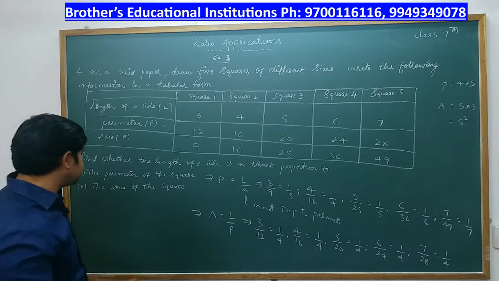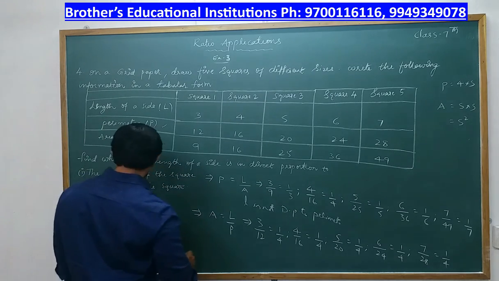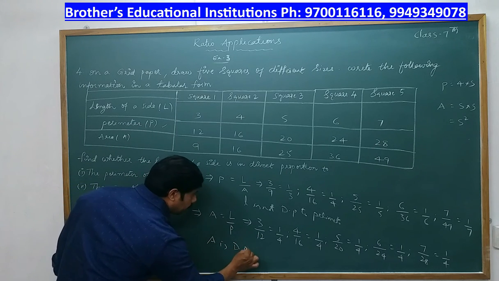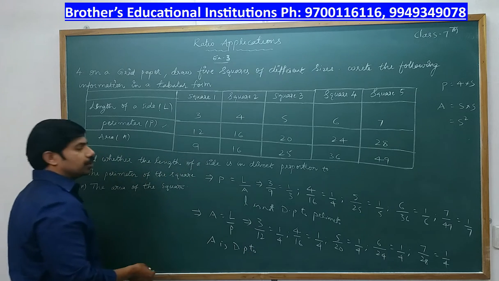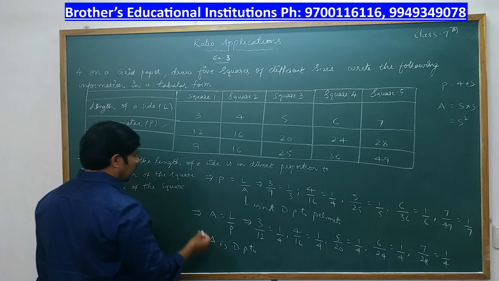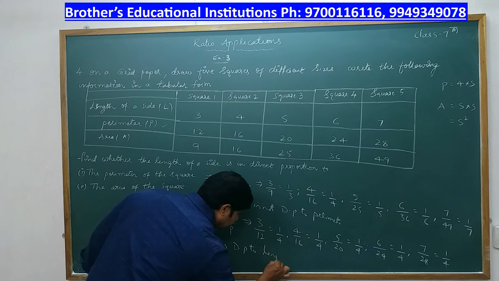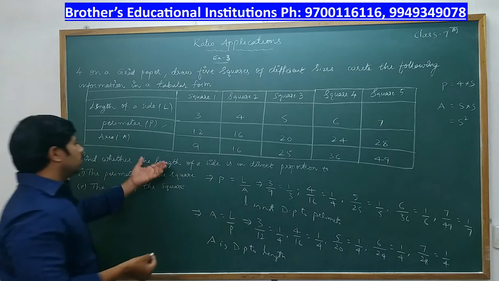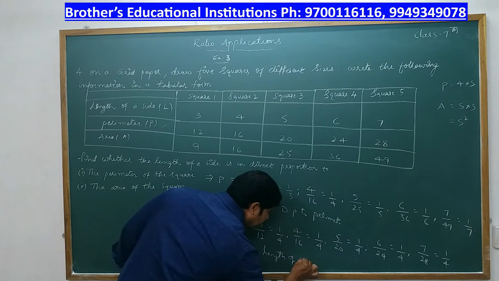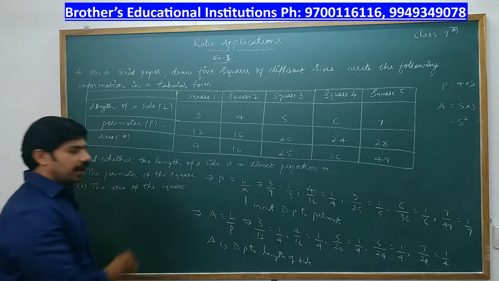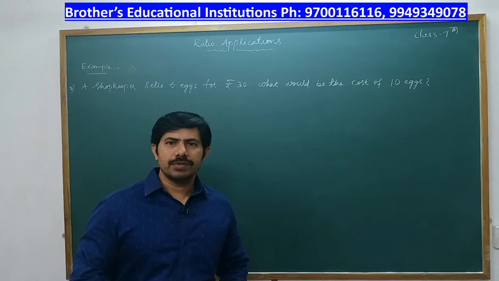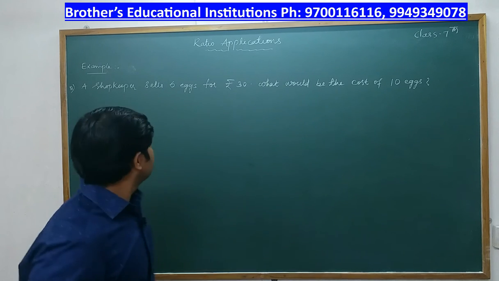Since the constant is the same, we say that it is directly proportional. Directly proportional to the length, or we can say the length of a side is directly proportional to the perimeter of the square. Okay, this is completed. So next one, an example problem we will solve.